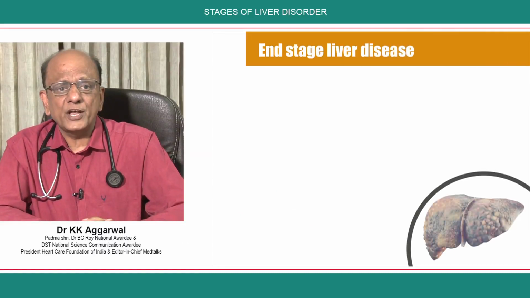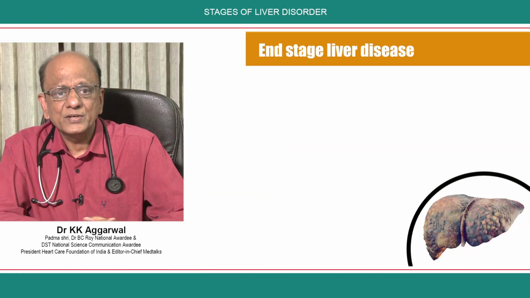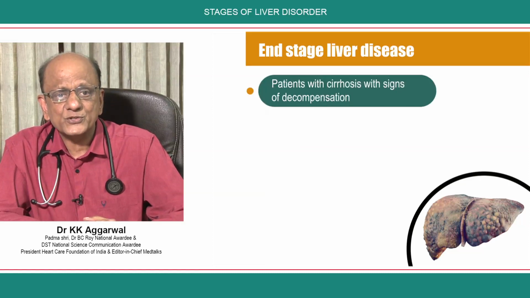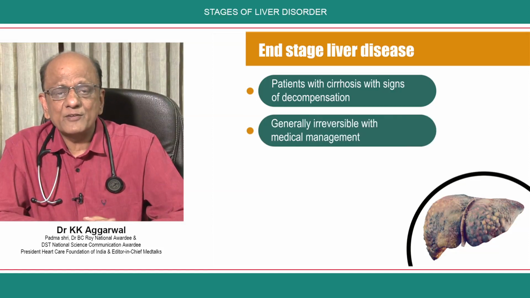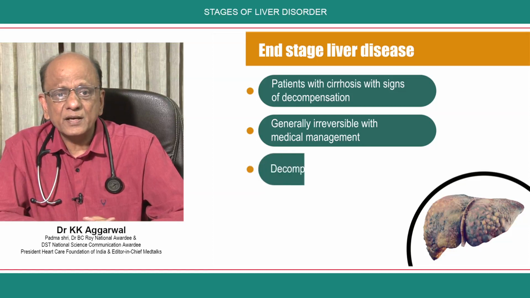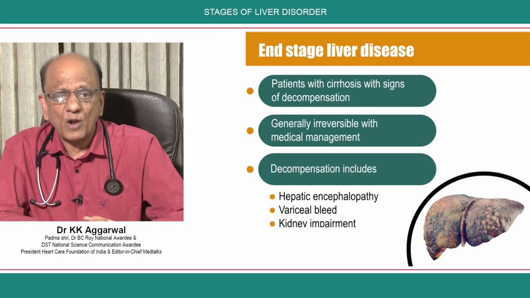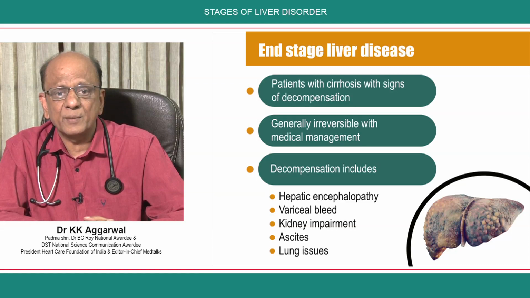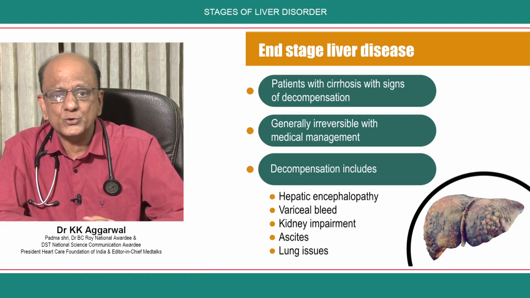And now comes a stage called end-stage liver disease. A subgroup of patients with cirrhosis with signs of decompensation, generally irreversible with medical management other than liver transplant. Decompensation includes hepatic encephalopathy, variceal bleed, kidney impairment, ascites, lung issues.